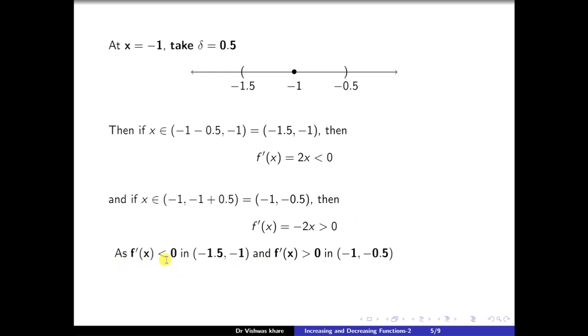So as f'(x) is less than 0 in the small neighborhood −1.5 to −1 and f'(x) is greater than 0 in −1 to −0.5, the function f(x) has relative minima at point −1, because according to our theorem f'(x) is less than 0 in −1.5 to −1 and f'(x) is greater than 0 from −1 to −0.5. So the function f(x) has relative minima at x = −1.